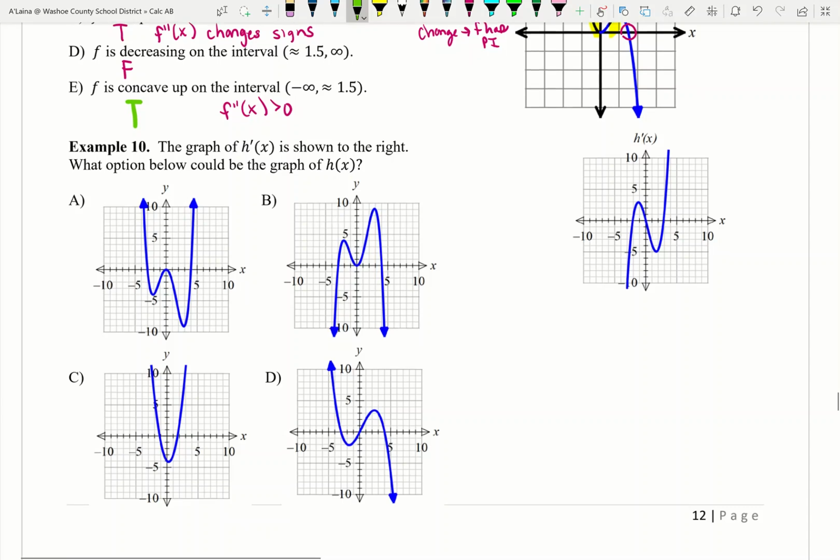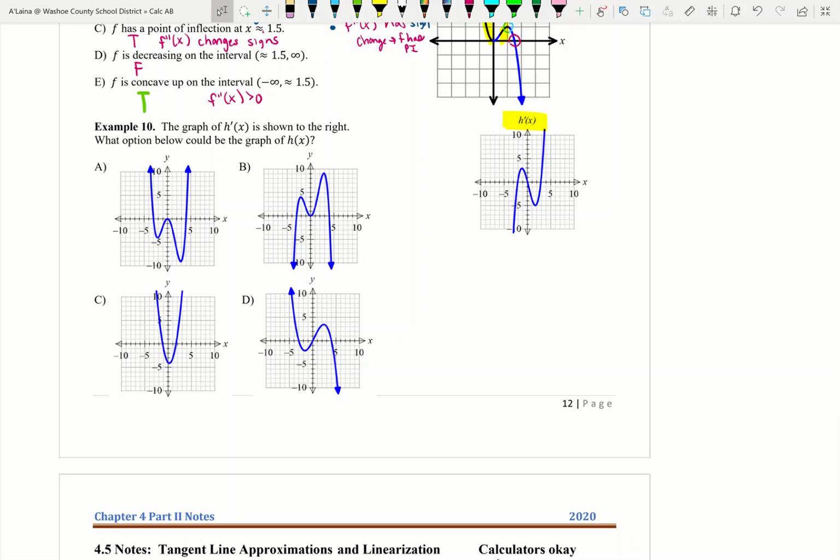Example 10. We're looking at the graph of h prime of x. We want to decide which option below could be the graph of h. So be careful, every time we're switching: sometimes we're looking at a first derivative graph, sometimes at a second derivative graph, sometimes the graph of the function. So in this instance, we are looking at the graph of h prime. Go ahead and pause the video, and this is multiple choice. When you're ready, restart it.